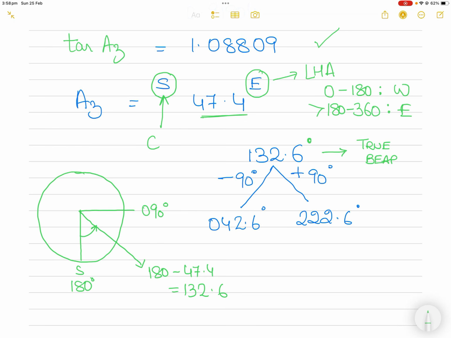And then how do you find out your position line? Minus 90, plus 90. If you minus 90, you get 042.6 degrees, and if you plus 90, you get 222.6 degrees true. So that is the orientation of your position line, your PL. That is pretty much the question.